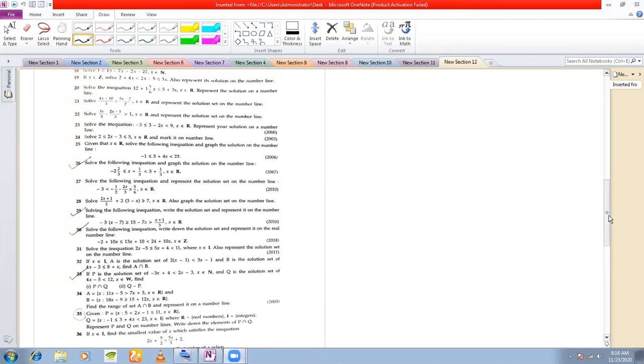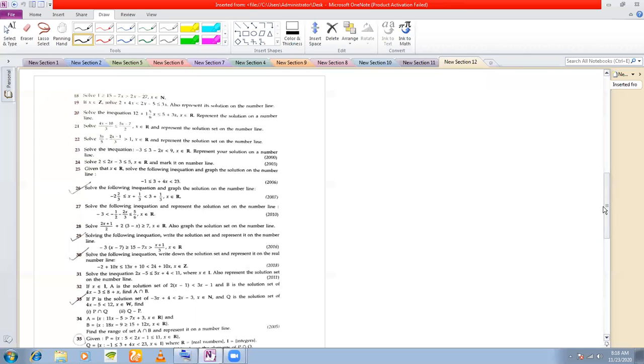Okay, then let's continue with some sums. Let us try number 25 first. All the earlier sums are easy in nature. If you are able to work out these sums, you'll be able to do the other sums. 25. The given inequality here is minus 1 less than or equal to 3 plus 4x less than 23. Also, given that the replacement set is a set of real numbers.